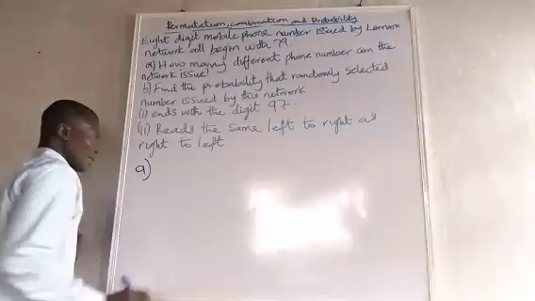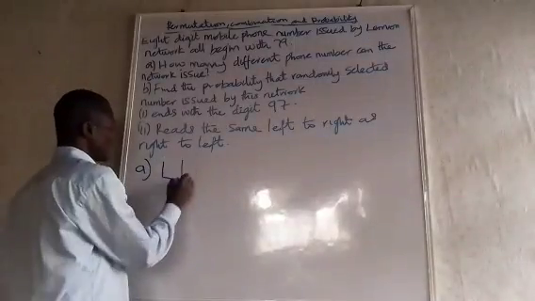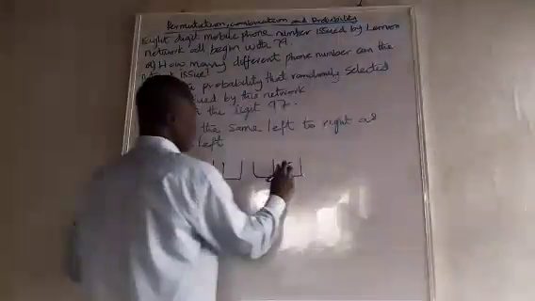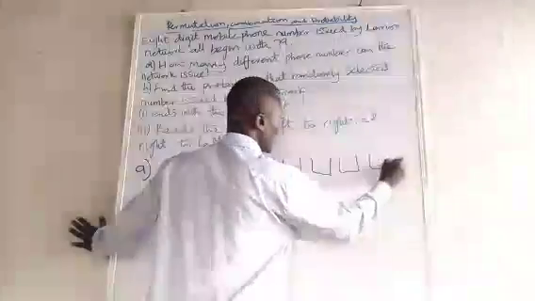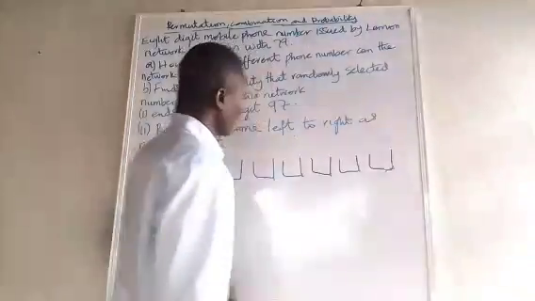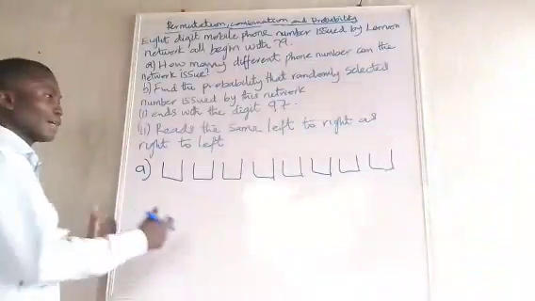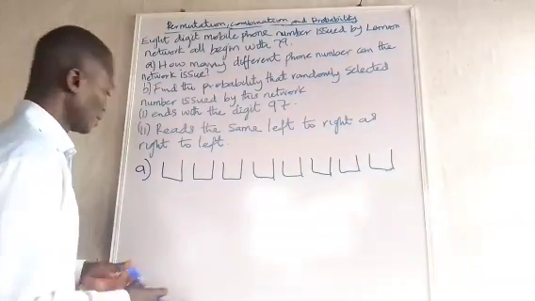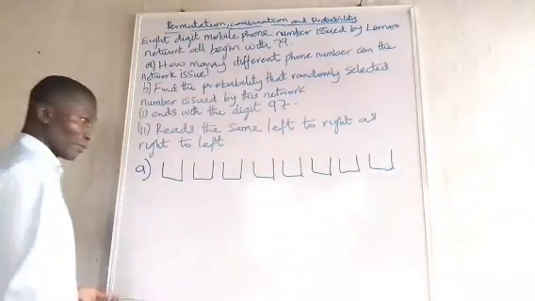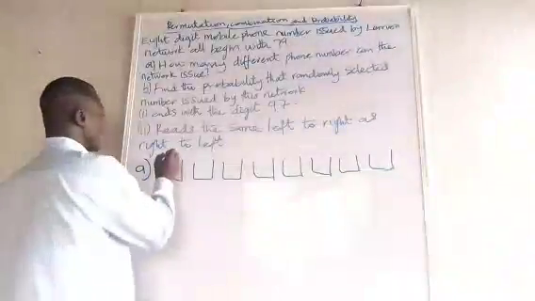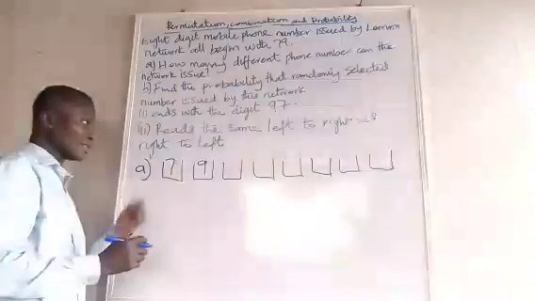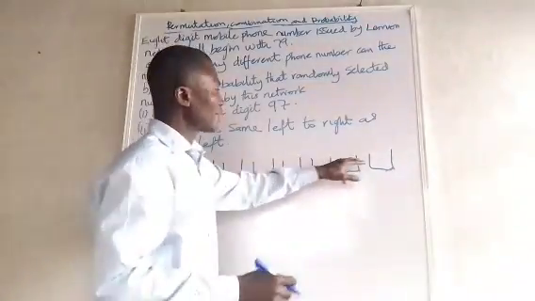Let me put it here. We have 8 places: 1, 2, 3, 4, 5, 6, 7, 8. This is the way the numbers are issued. But each network has its own identity, that is the first 2 numbers. For this one, the first 2 numbers are 7, 9. These are permanent. They cannot change. But these ones, they can change.